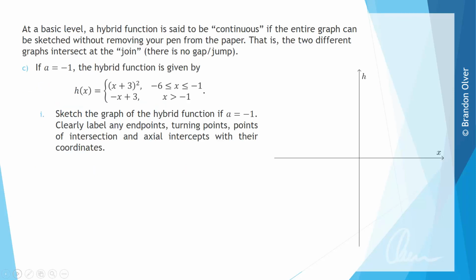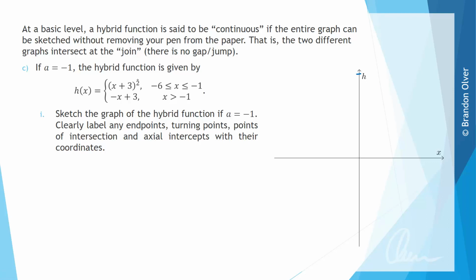We're told at a basic level a hybrid function is said to be continuous if the entire graph can be sketched without removing your pen from the paper. That is, the two different graphs intersect at the join, so there's no gap or jump between the two graphs. So for part C, we have if a equals -1, the hybrid function is now given by this rule. And we're asked to sketch the graph of the hybrid function, clearly labelling any endpoints, turning points, points of intersection and axial intercepts with their coordinates.